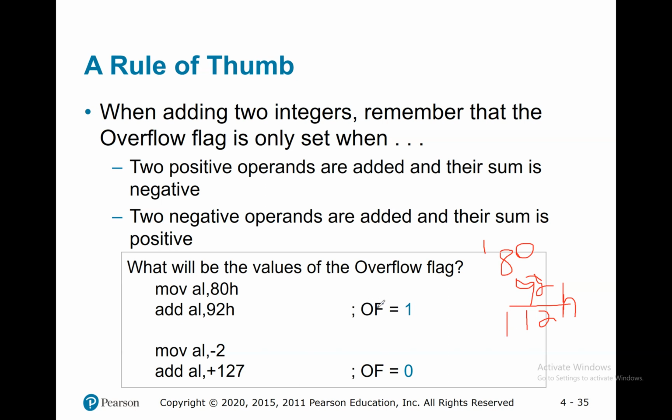So overflow is going to get set here. We have -2 that gets moved to AL. Then we add, so we have 127 minus 2, which gives us 125. The 125 is in the range. 125 is small enough to fit into AL as a decimal number. So this is a decimal, this is hex. There's a little bit of a difference here. So the overflow will not get set.